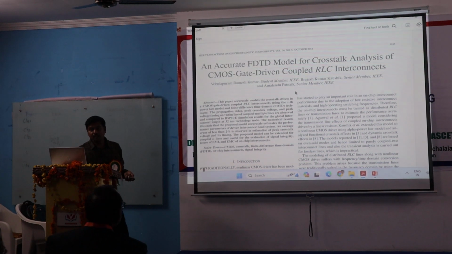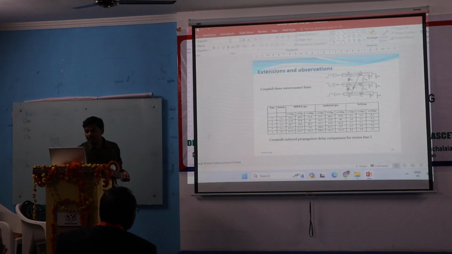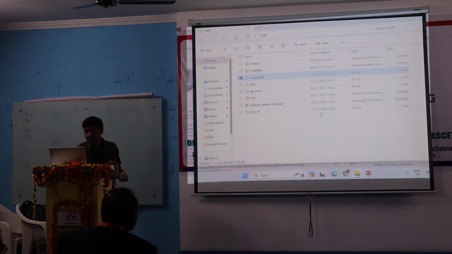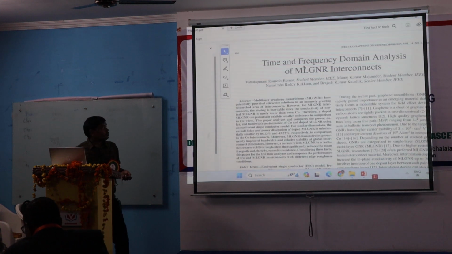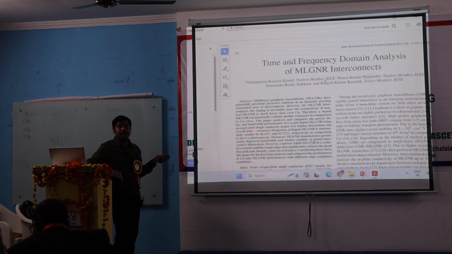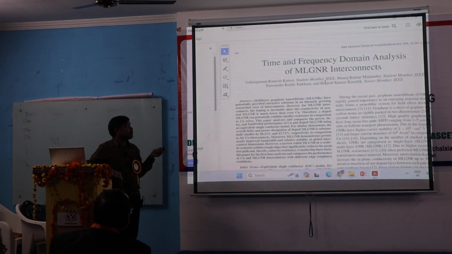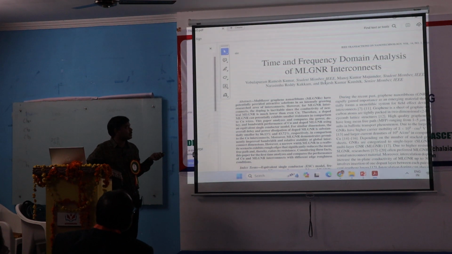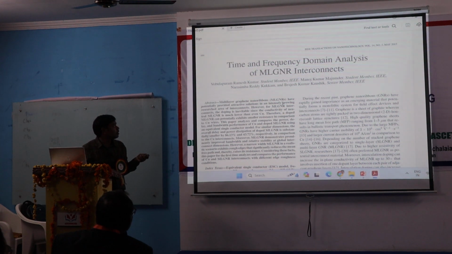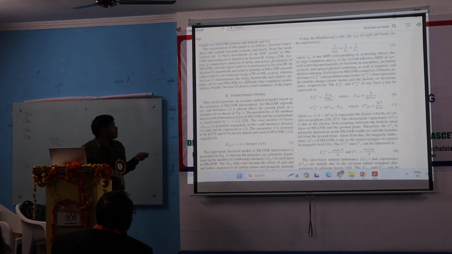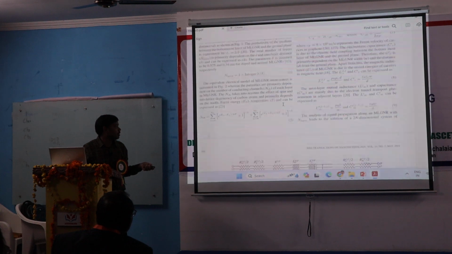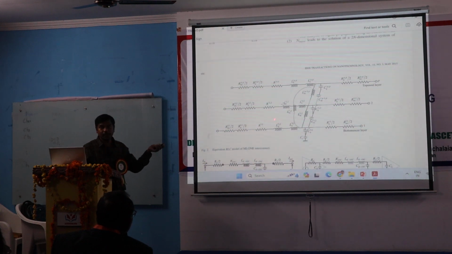Okay, done. And the second one: time and frequency domain analysis of MLGNR. I did the time domain analysis as well as the frequency domain analysis. This is MLGNR, multi-layer stacked GNR. This is the RLC equivalent model that we developed.